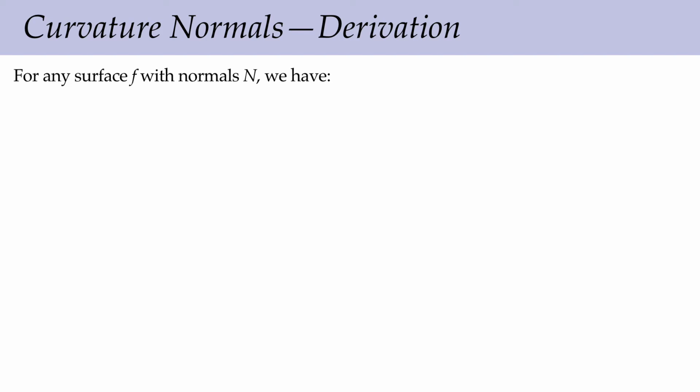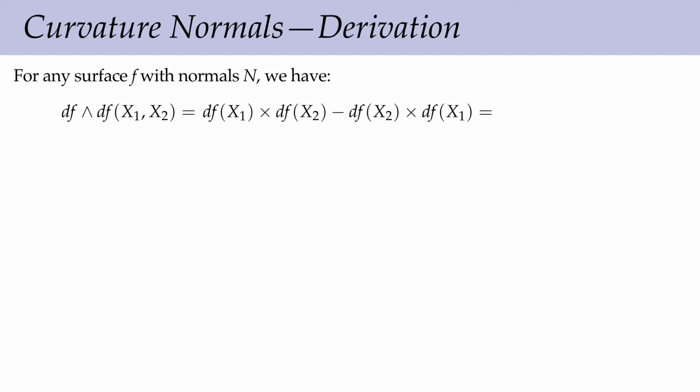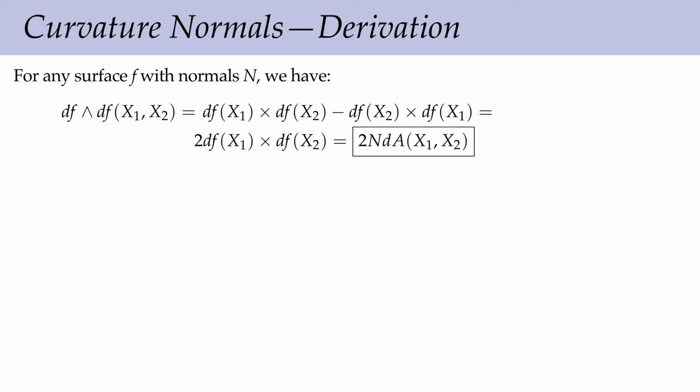So how can we get these expressions we had for curvature normals? Well, for any surface f with normals n, we have df wedge df of x1, x2 is df of x1 cross df of x2, minus df of x2 cross df of x1. Because the cross product is anti-symmetric, we can swap the second term, and we get 2 df of x1 cross df of x2. Since df of x1 and df of x2 are two tangent vectors on the surface, in particular, they are principal directions, their cross product is going to point in the normal direction. And what we're really doing is measuring the area spanned by these two vectors. So we get 2 times the normal times the area element applied to our two arguments. And so from that, because it holds not only for x1 and x2, but for all pairs of tangent vectors, we can deduce that df wedge df is equal to 2 n dA.